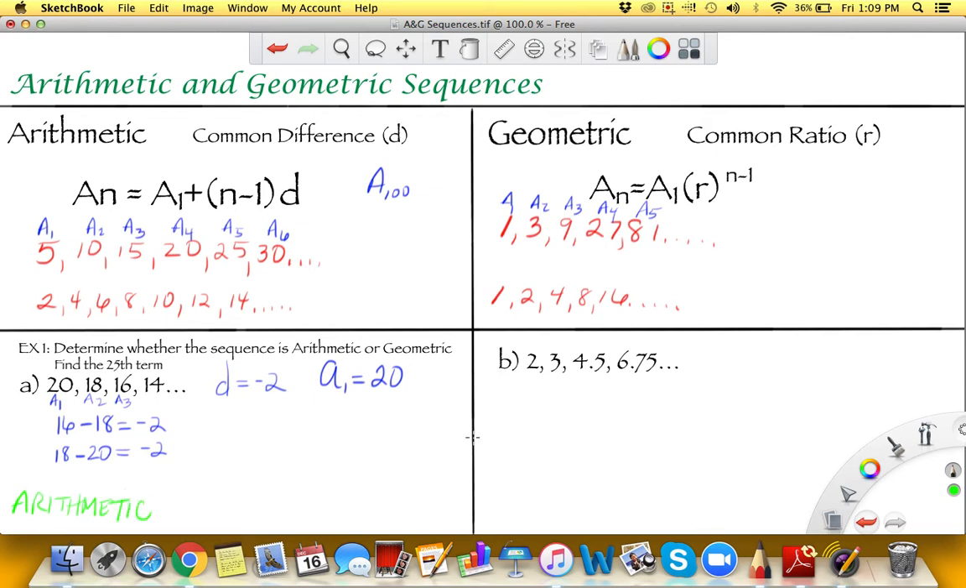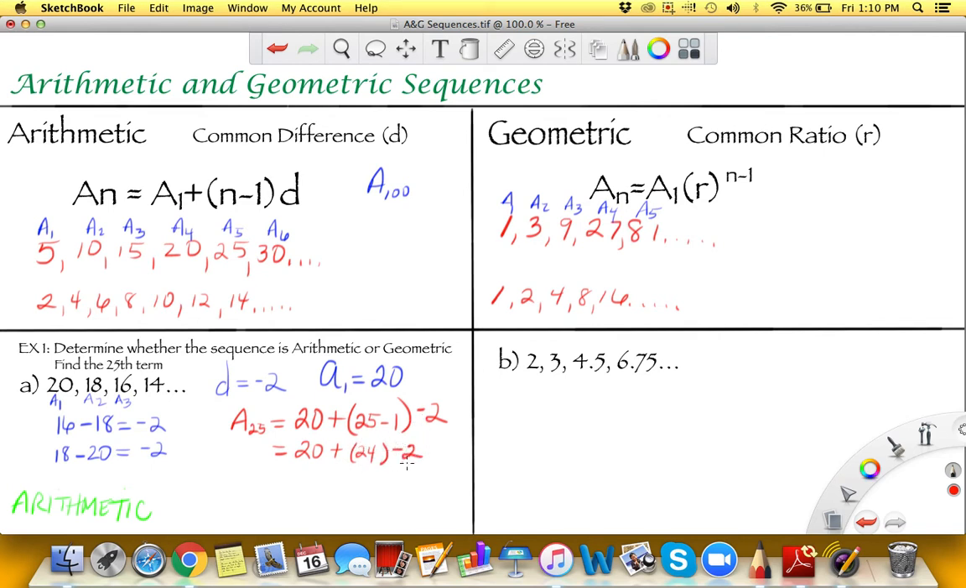All right. So now, since it's arithmetic, we want to figure out what is the value of the 25th term. So it looks like this. We'll say a sub 25. That's the 25th term in this sequence. And we need the first term here plus, in this case, n is 25 minus 1, times the common difference, which is negative 2. Okay? So if we continue on with that, plus 24 times negative 2.